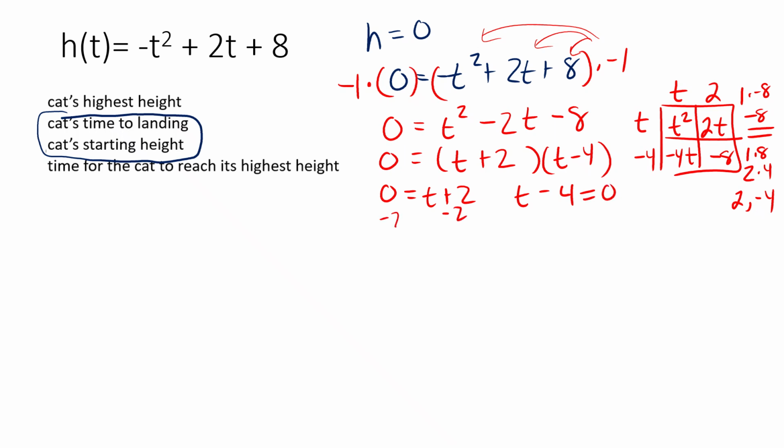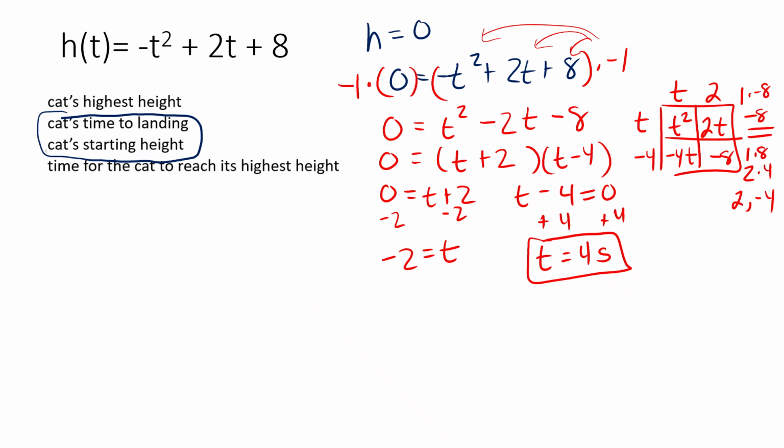Subtracting 2 from both sides, so we get -2 is equal to t. That doesn't make any sense in the context of this problem. What is negative time? But here we go with the +4. And so t is equal to 4 seconds, and that is the answer that we knew from the graph.